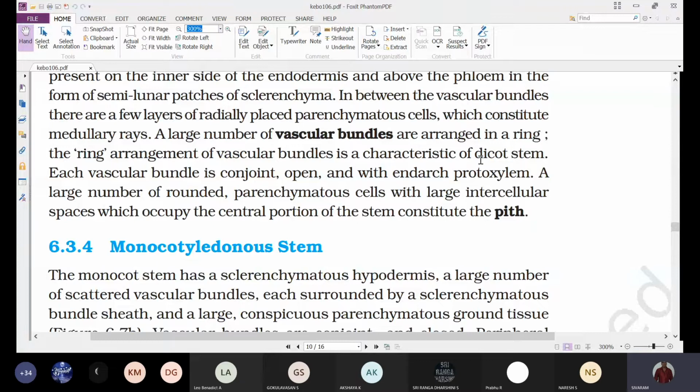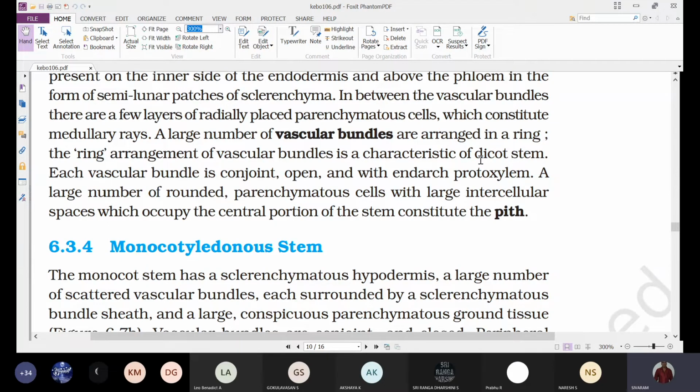And these vascular bundles are described as conjoint because the xylem and phloem are present on the same radii, and open type because of the presence of cambium in between. That is a strip of parenchymatous cells in between the xylem and phloem, which we are calling cambium. That's why we are describing it as open type.